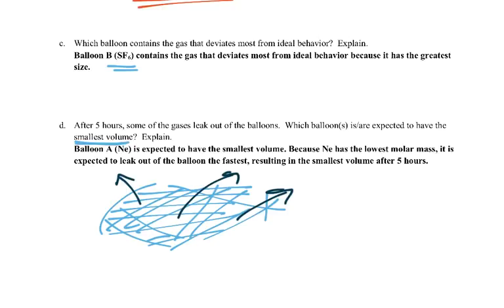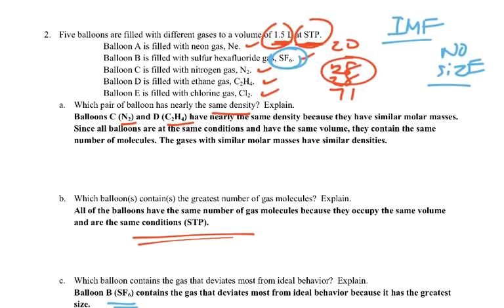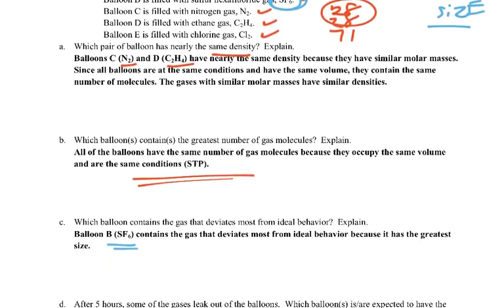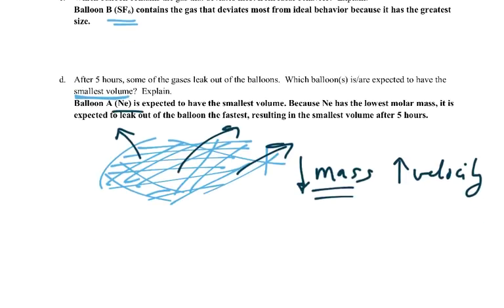And the velocity has to do with their mass. So the smaller the mass, the greater the velocity, and therefore the greater the rate of escape. So we're looking for whoever has the smallest mass of all these, and I think that's going to be neon. Neon is 20. Okay, so that's going to be the smallest mass. There it is, neon.